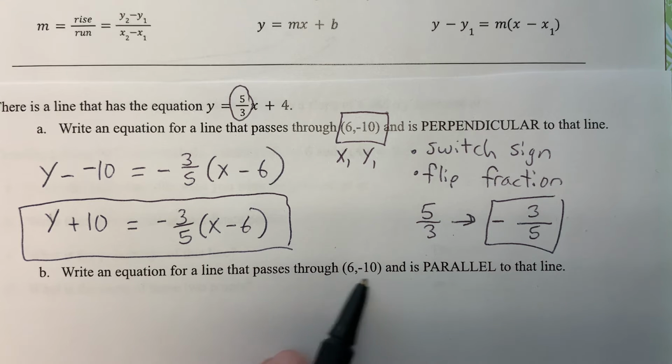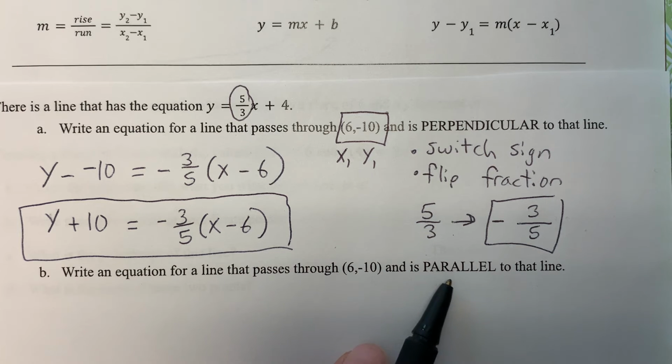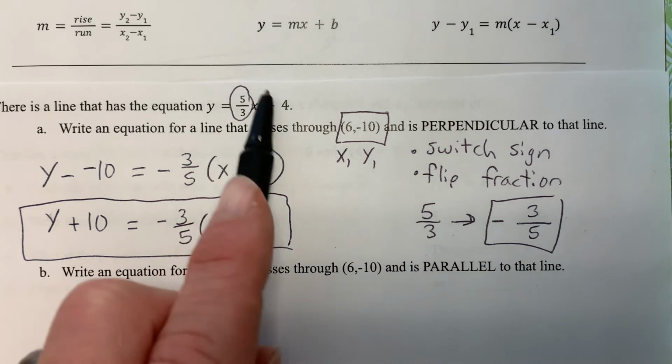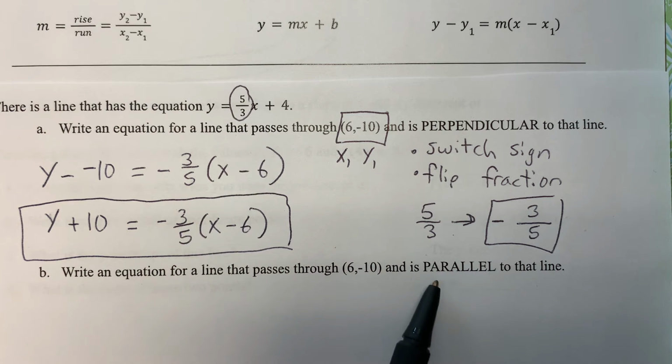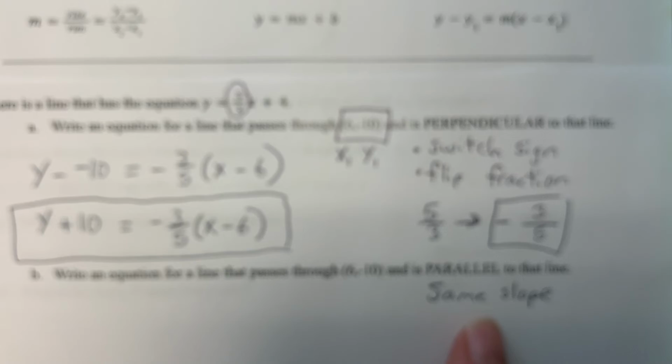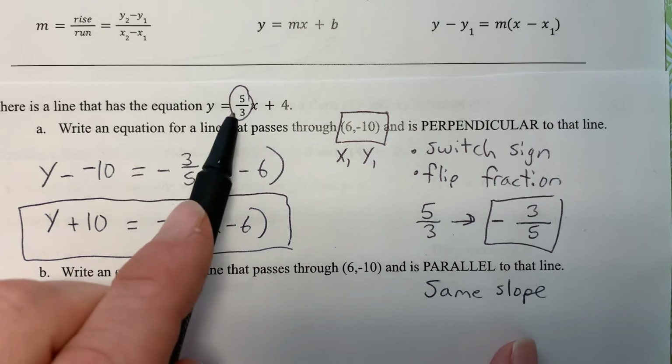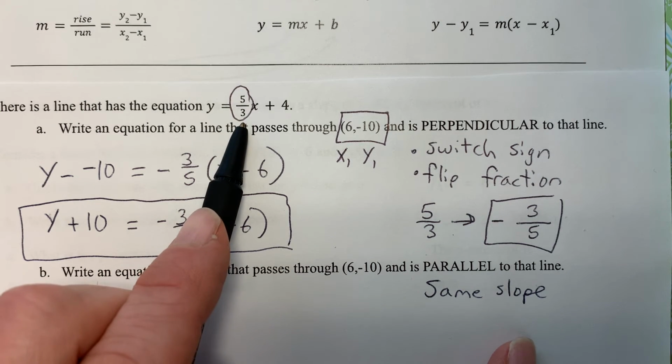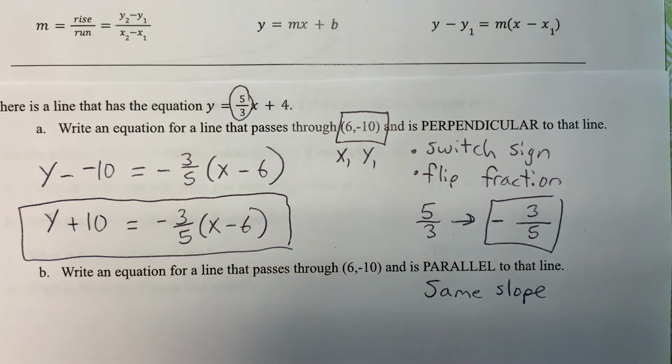For part B, they want us to do the same thing. In fact, they even gave us the same point, but this time they want it to be parallel to this original one, okay? So if two lines are parallel, then that means their slopes are exactly the same. So whenever something is parallel, it has the same slope. So in this one, it's going to be even simpler. All we have to do is go back and find our original slope, and it's going to be exactly the same. So our new slope will be 5/3.